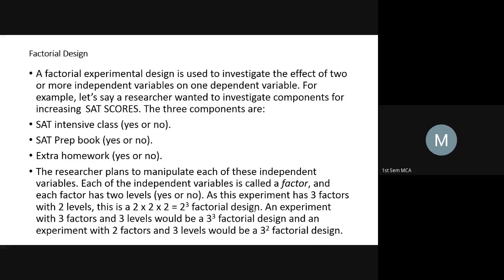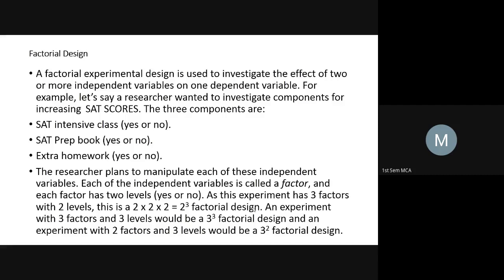The researchers plan to manipulate each of these independent variables. So each of these independent variables is called a factor, and each factor has 2 levels. This experiment has 3 factors: intensive preparation, preparation through a book, and homework, with 2 levels, yes or no. So how many combinations can you make? Levels to the power of factors. There are 3 factors, 2 levels, so you can make 8 combinations.